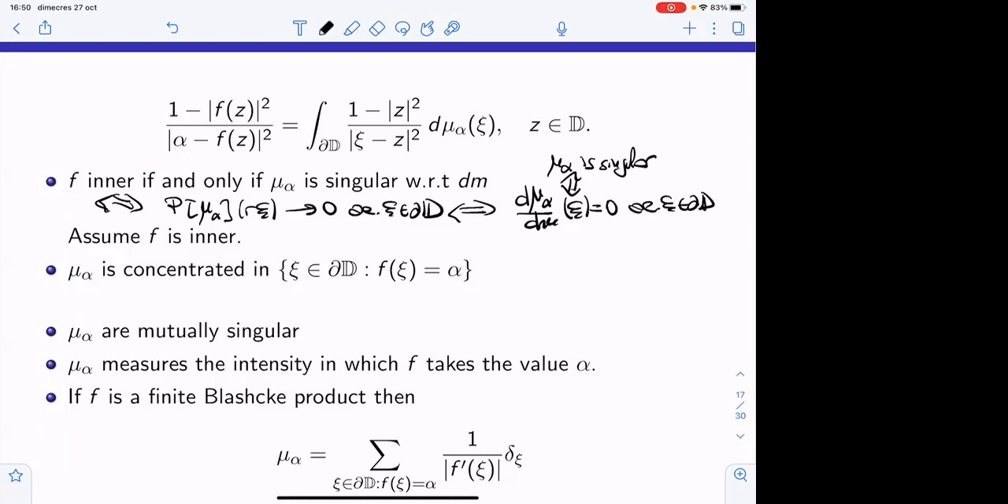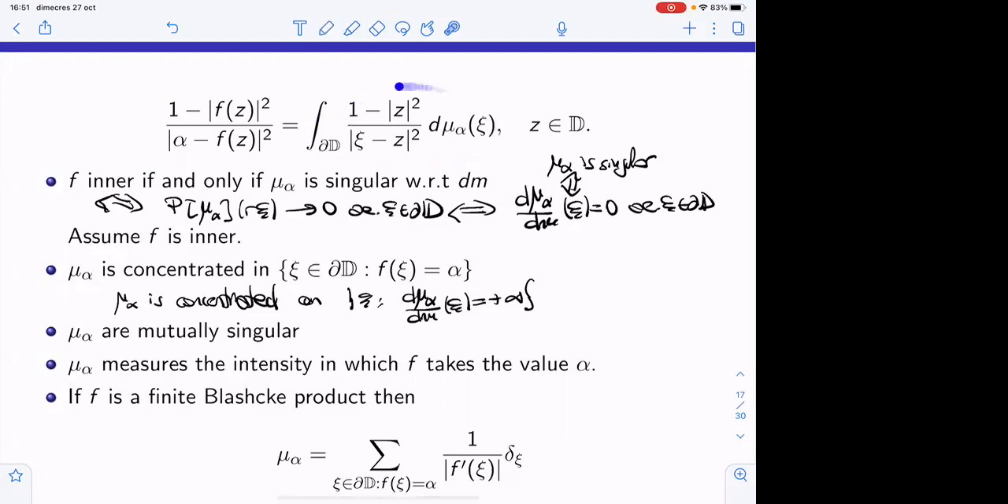What more? Well, the next thing is that mu alpha is concentrated precisely on the set where the function f is equal to alpha. And this is again easy to show. Actually, since mu alpha is singular, it is concentrated on the set of points psi where this derivative with respect to Lebesgue measure is equal to plus infinity. So these are places where the Poisson integral tends to infinity, right?